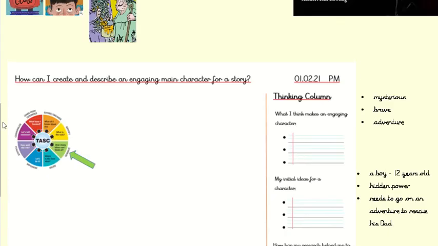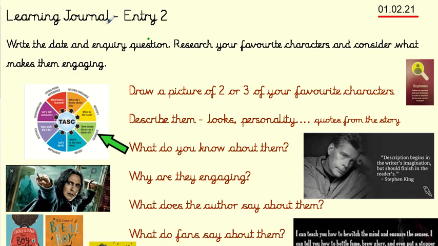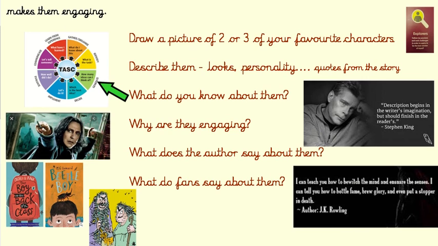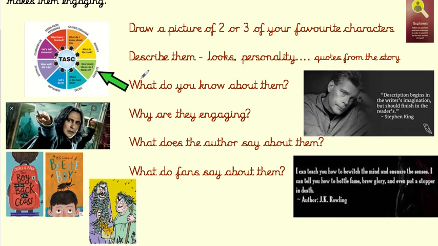Okay, so just a recap then, Year 5 and 6. Learning Journal entry number 2. You're going to research your favourite characters and consider what makes them engaging. You might decide that you're going to use a double page, and I do recommend a double page, to draw a picture of 2 or 3 of your favourite characters. Around your picture you might describe them, what they look like, their personality, including quotes from the story. You might think, what do we know about them? Where do they live? What are their hobbies?